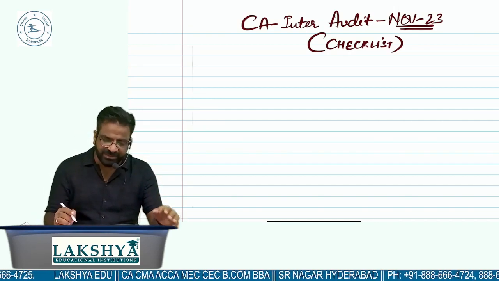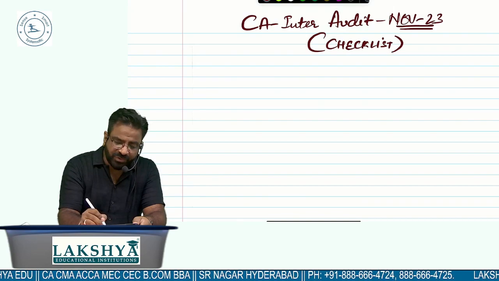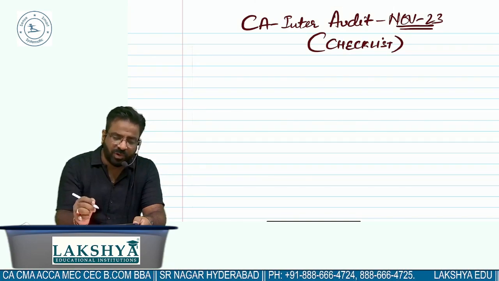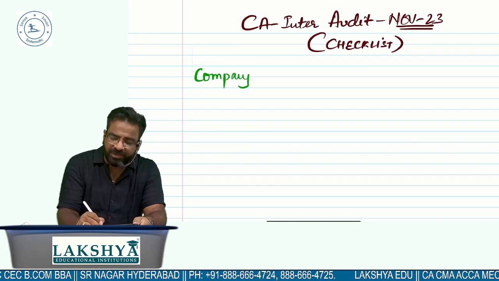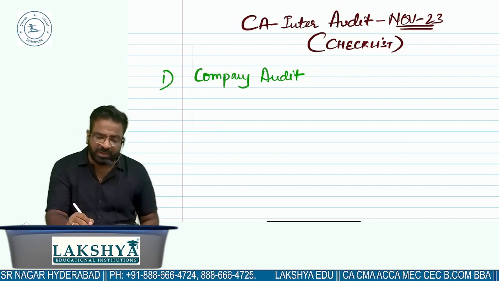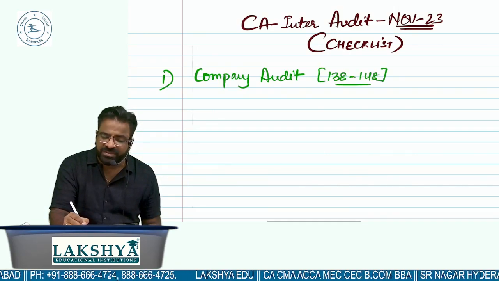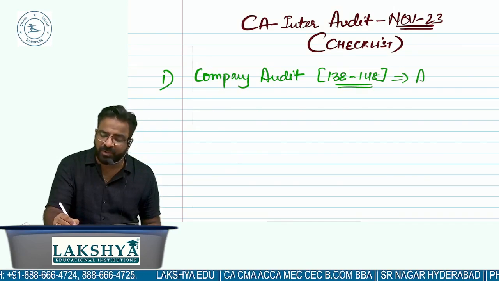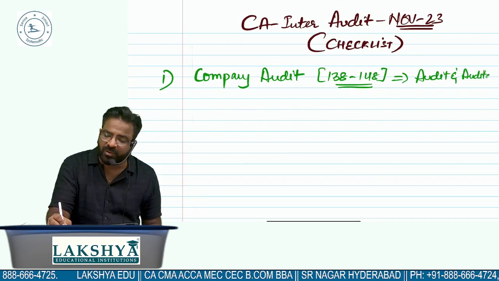So let us understand. The first chapter which you all need to start is the company audit, everyone. What is the first chapter, everyone? Company audit. The reason being very simple. Company audit, as you all know, contains section number 138 to section number 148, which is very much similar to your chapter called audit and auditors, which you have already done in your law as well, right?